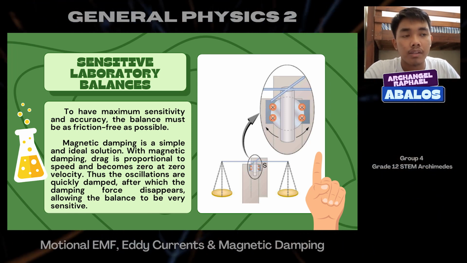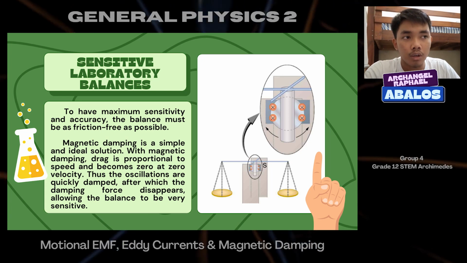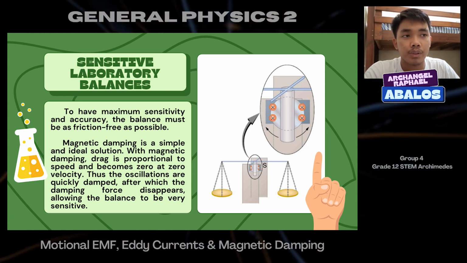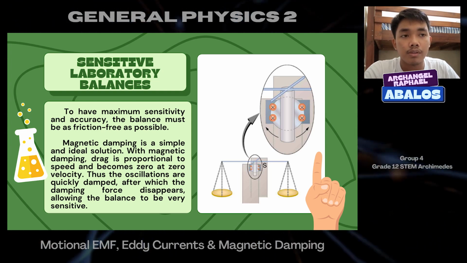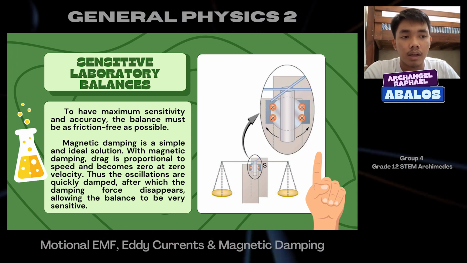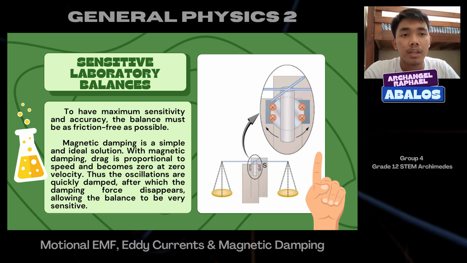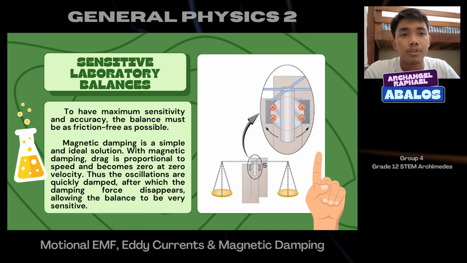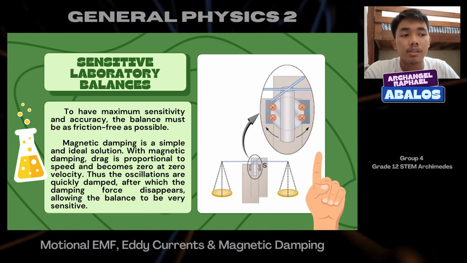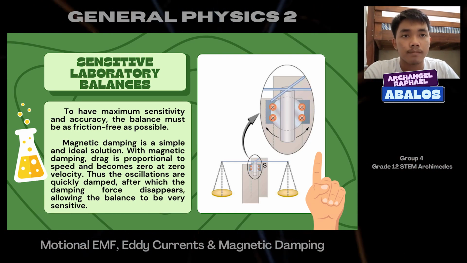Kaya magnetic damping is a simple and ideal solution. With magnetic damping, drag is proportional to speed and becomes zero at zero velocity. Thus, the oscillations are quickly damped, after which the damping force disappears, allowing the balance to be very sensitive. Magnetic damping of this sensitive balance slows its oscillations. Since ang Faraday's law of induction ay nagbibigay ng greatest effect para sa rapid change, ang damping ay greatest for large oscillations at napupunta sa zero habang humihinto ang motion.